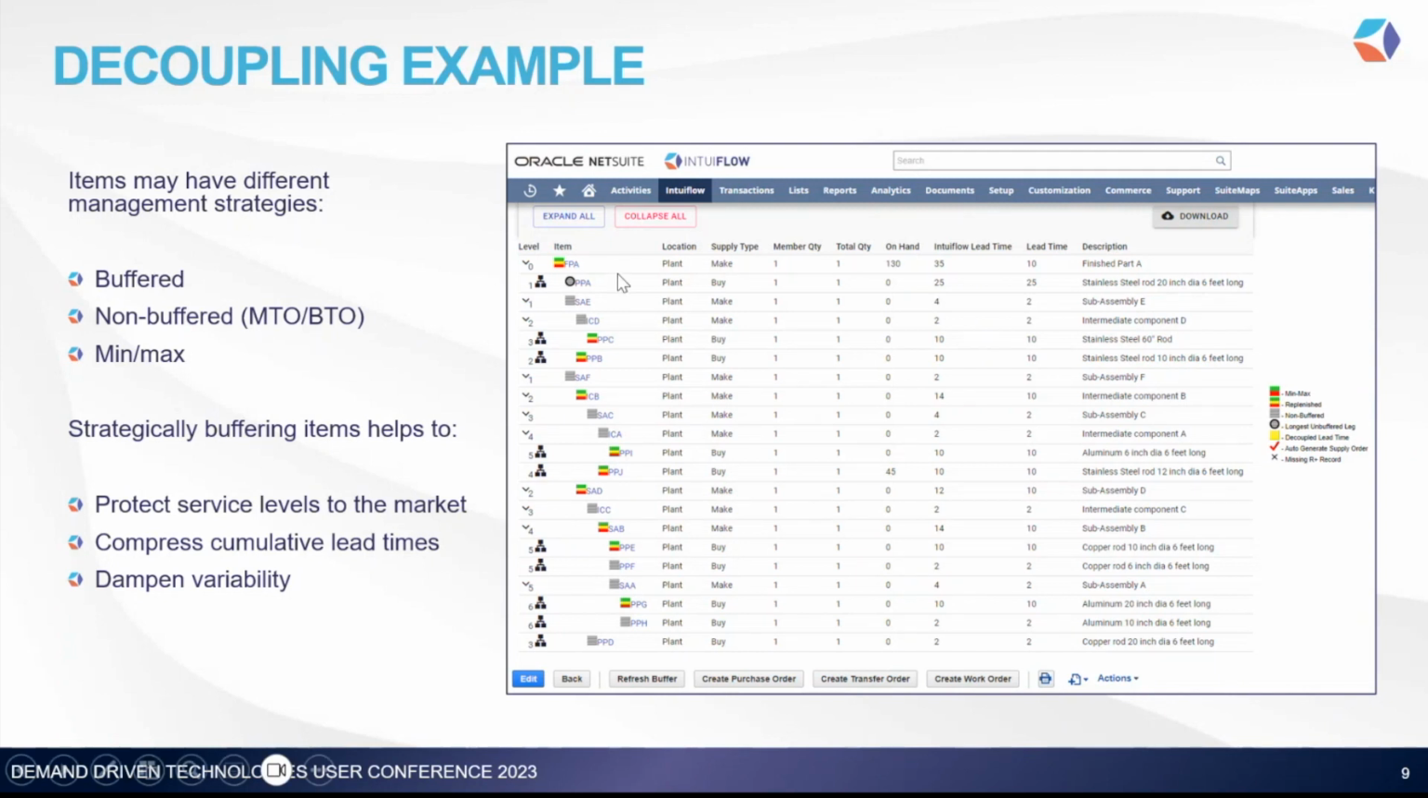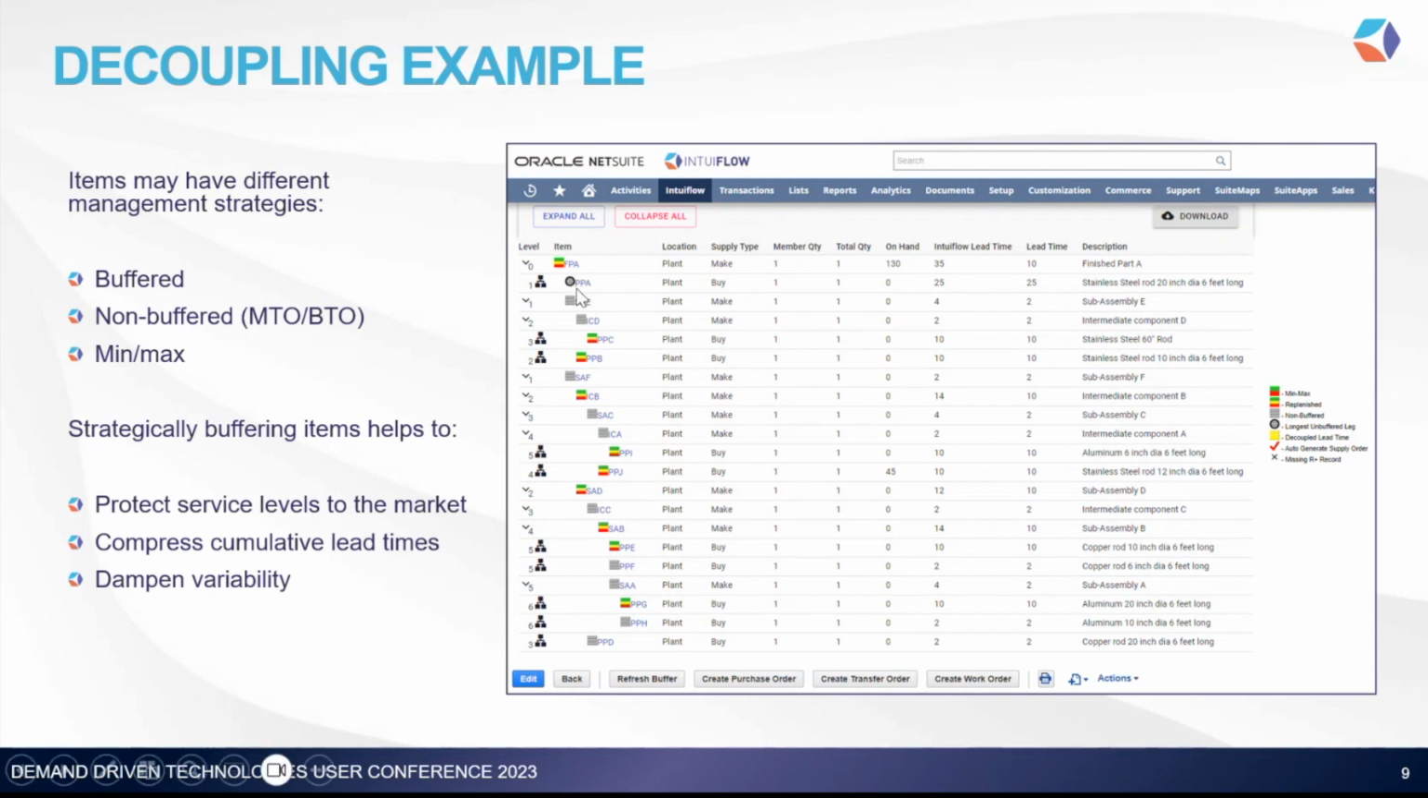So this is the finished good part FPA at the top of my bill of material, and then all of its intermediates and raw components going down through this bill of material. Any item that we see here with this red, yellow, green icon is a buffered part. So we're making FPA to stock. Any item that has a gray icon, that's what's called a non-buffered part. So it's either a make to order or a buy to order part.